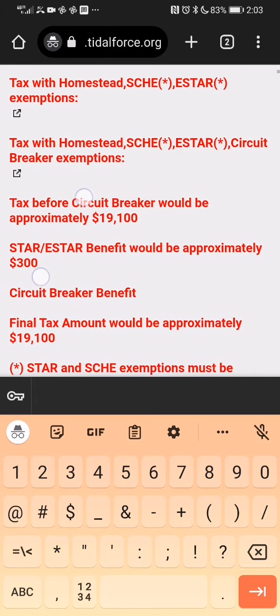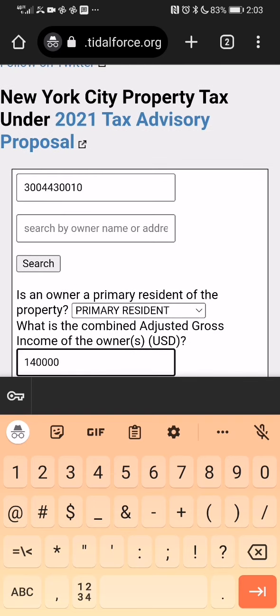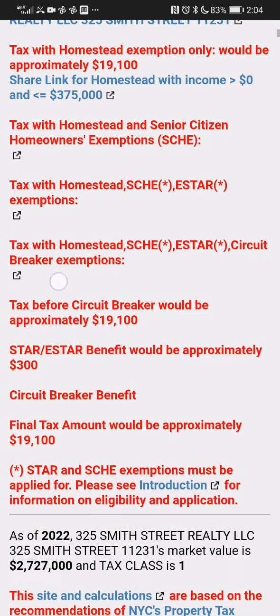So we're going to zoom out, and we can see that this property is going to get an increase of property tax unless they have low income and they're a senior. But if they were a senior, they would have probably already had the exemptions. So this looks like from $8,000 to possibly $23,000 or $19,000, depending on their situation.